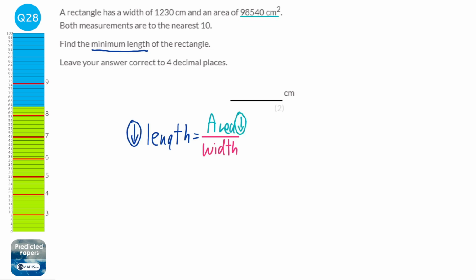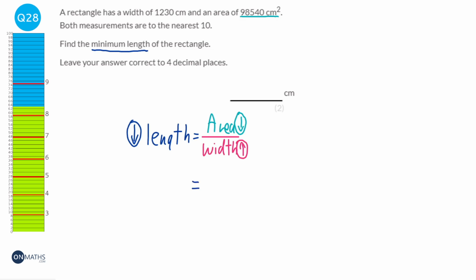But let's have a look at a couple of fractions. So let's have a look at a half and 1 over 100. Which one of those fractions is the smallest? Well, it's 1 over 100. But what do you notice about the denominator? That as the denominator gets bigger, the fraction gets smaller. So, to make something smaller, we actually want the denominator to be as big as possible. So we want the width to be as large as possible.